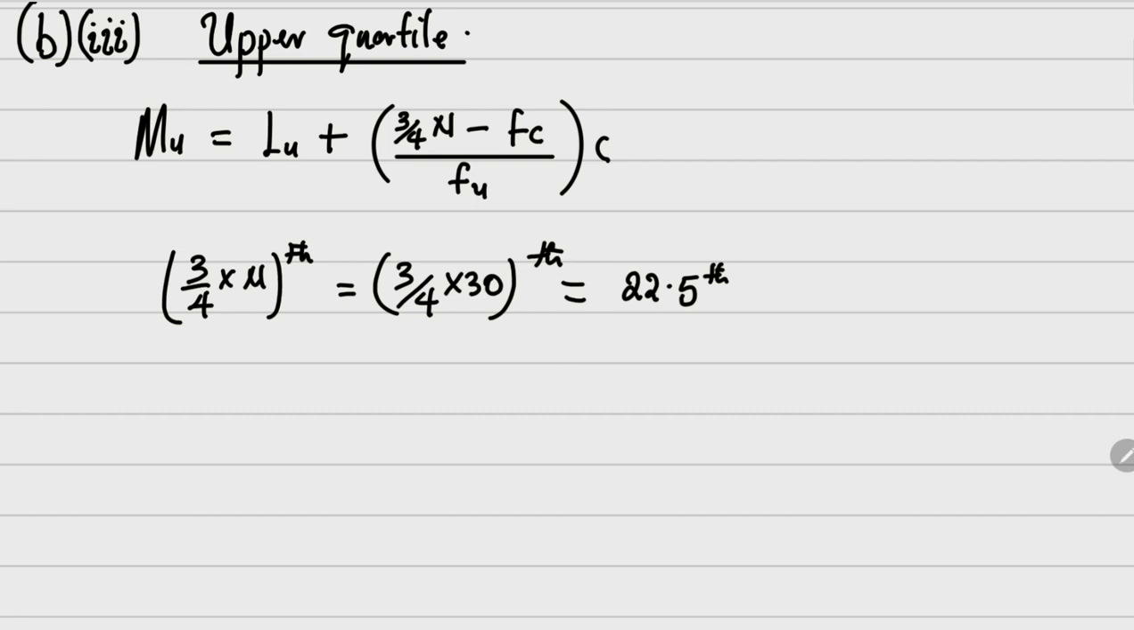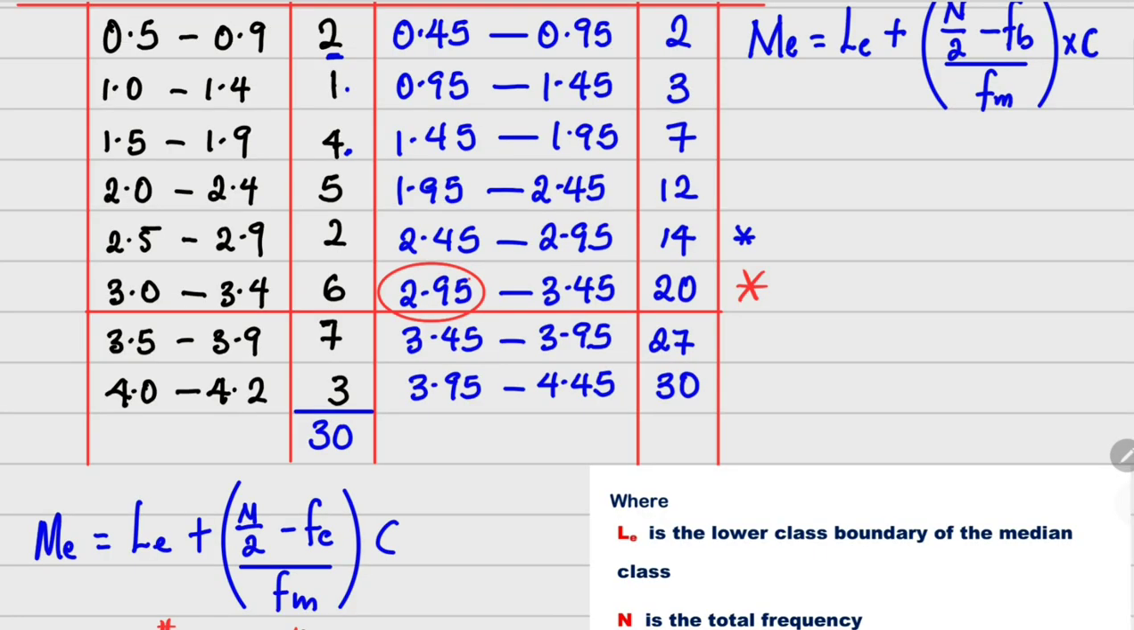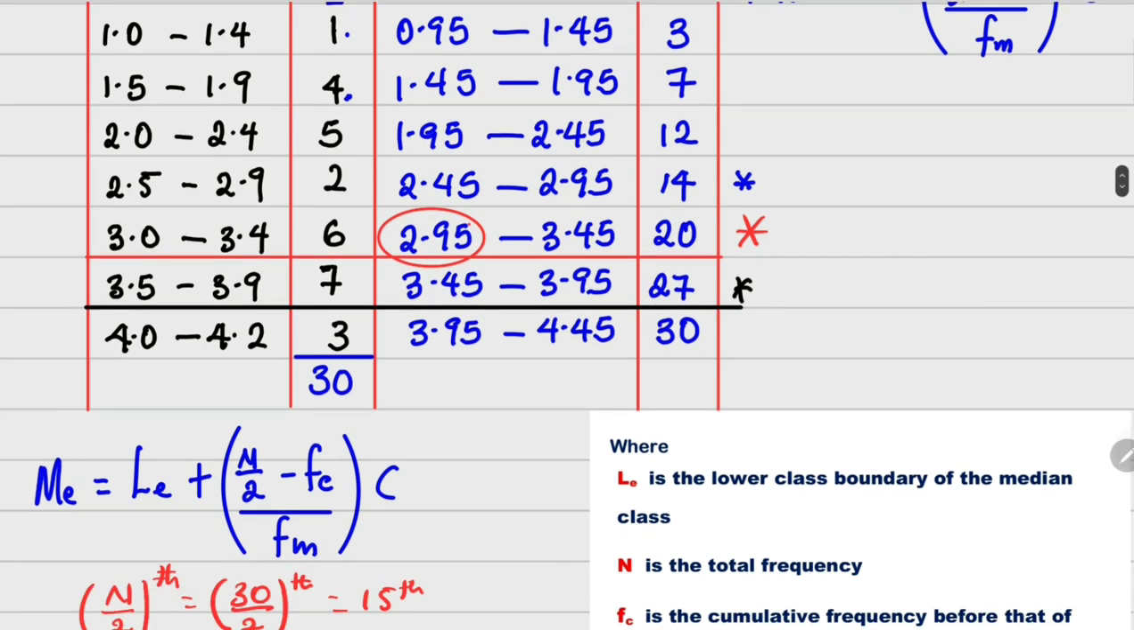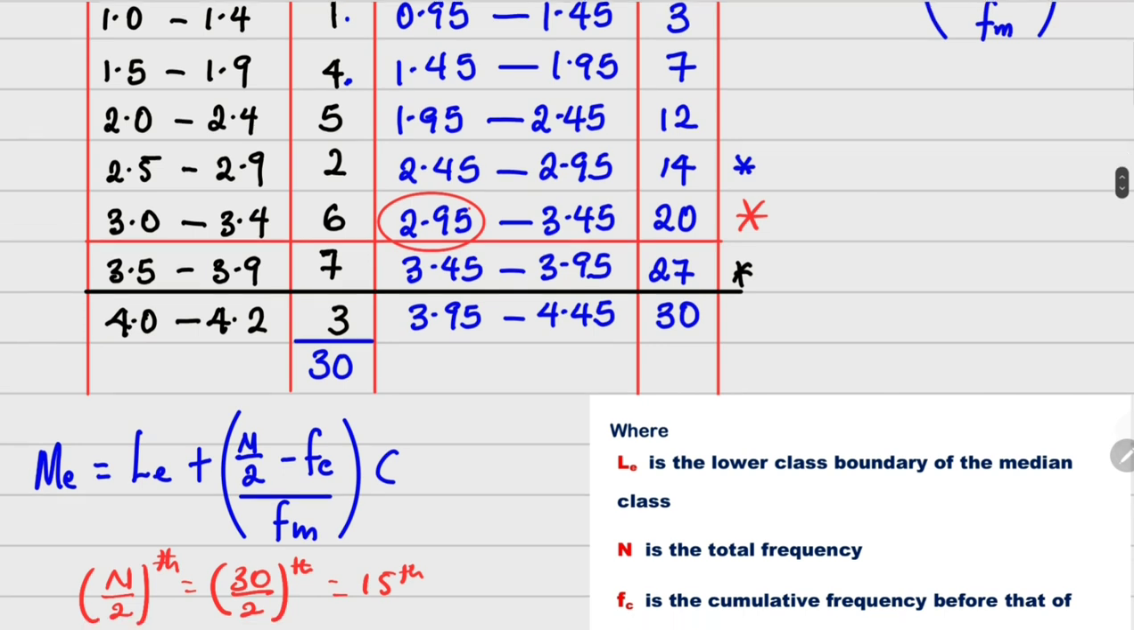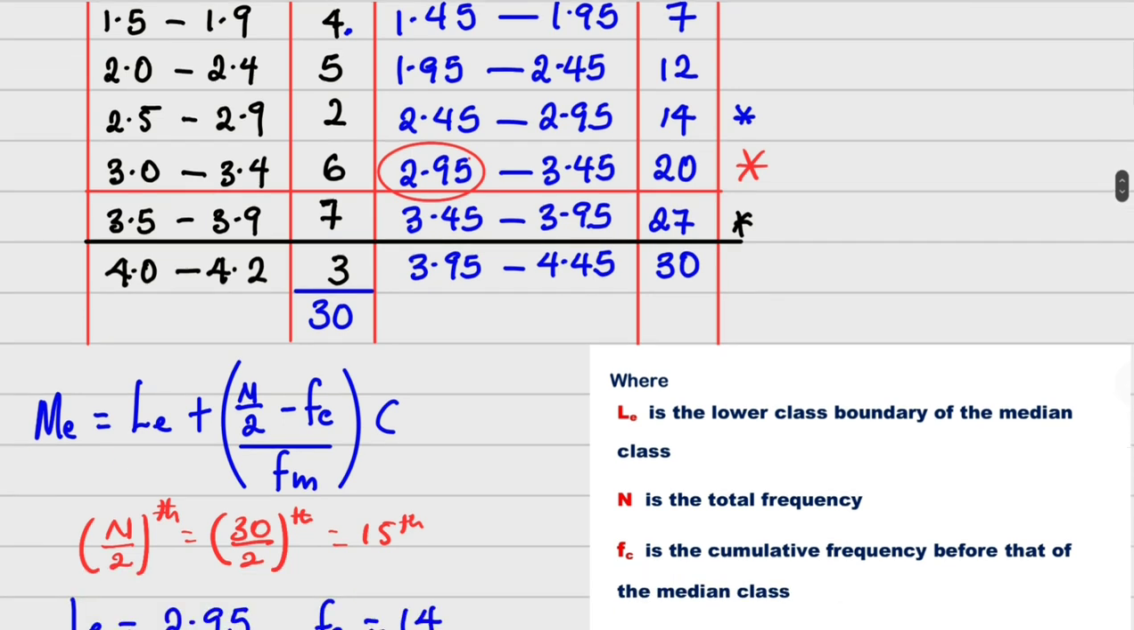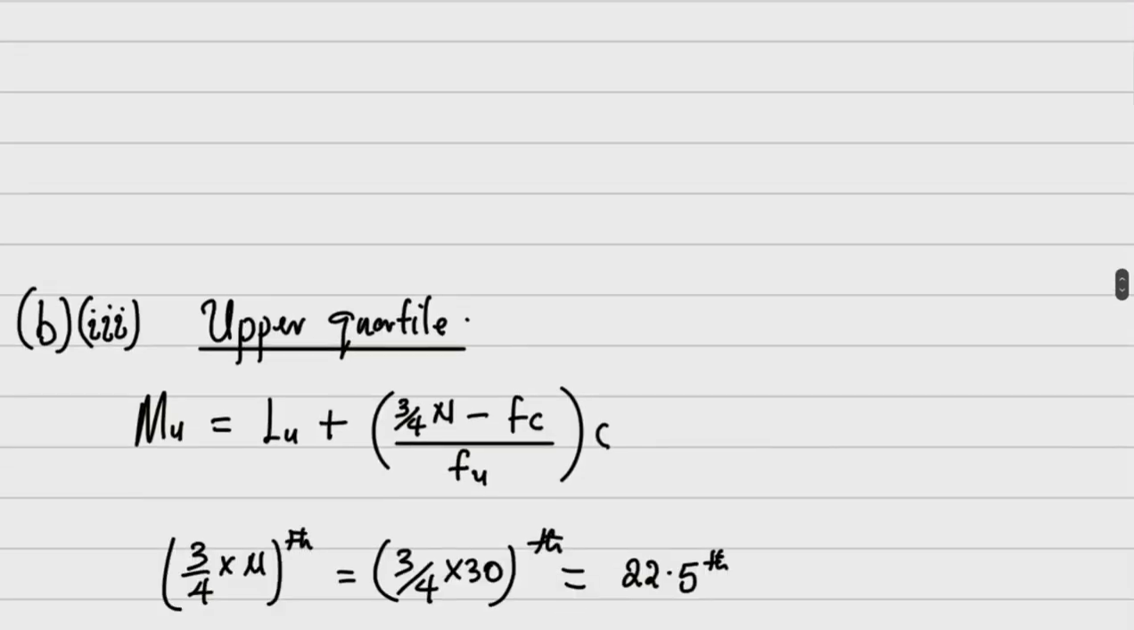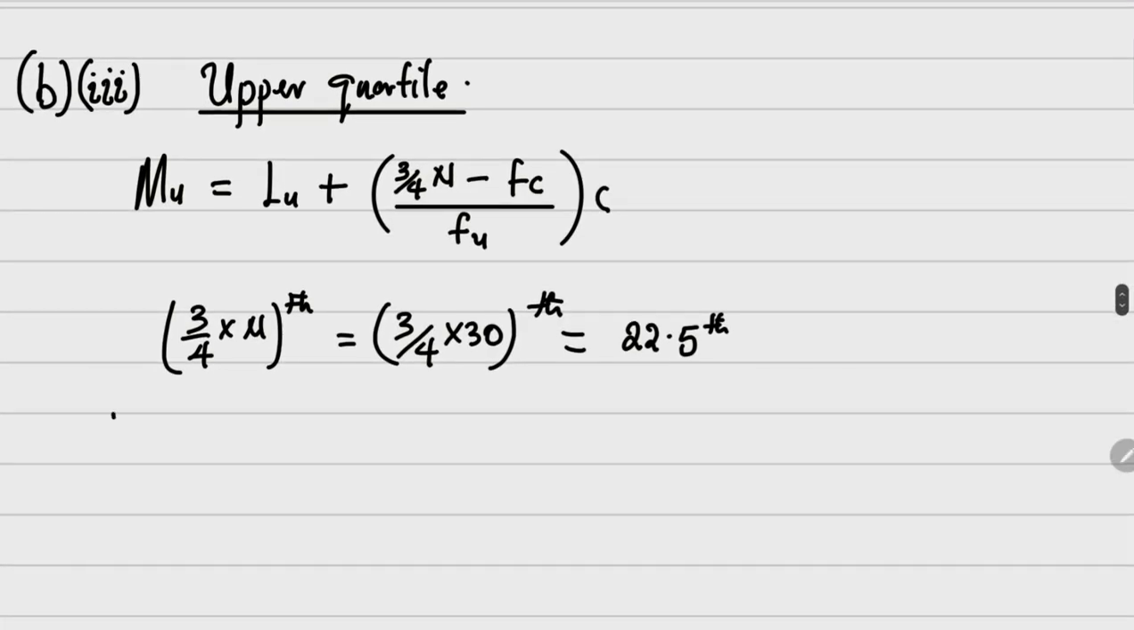Now if you go to your table, you find out that 22.5 falls here. So this column actually is for the upper quartile. So the lower class boundary of the upper quartile is 3.45, and that signifies our LU. So we'll come down and have our LU, okay, as 3.45, and of course our N we know is 30, okay.